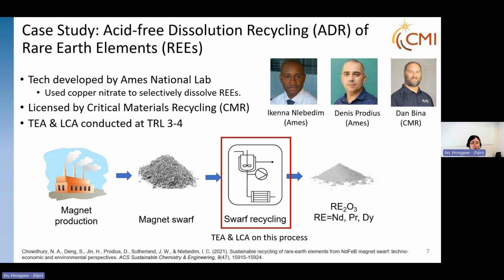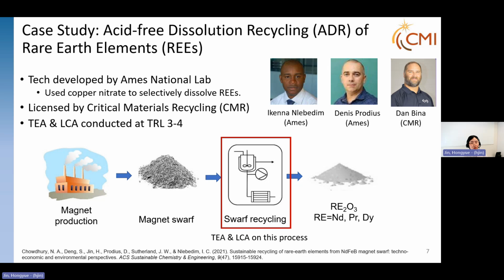Up to 73% of rare earth permanent magnet production, in particular NdFeB magnets, is wasted as magnet swarf, manufacturing waste from the machining process, like grinding and shaping. And this magnet swarf contains a lot of rare earth elements, approximately 30%, and can be subject to this acid-free dissolution recycling process to produce rare earth oxide.